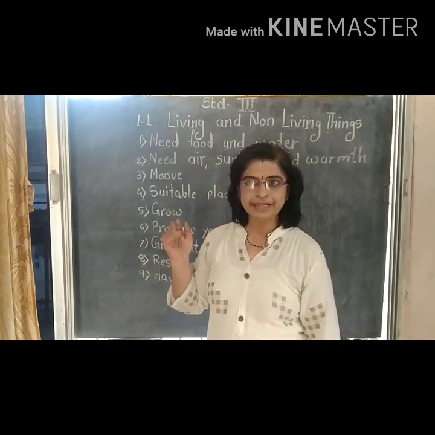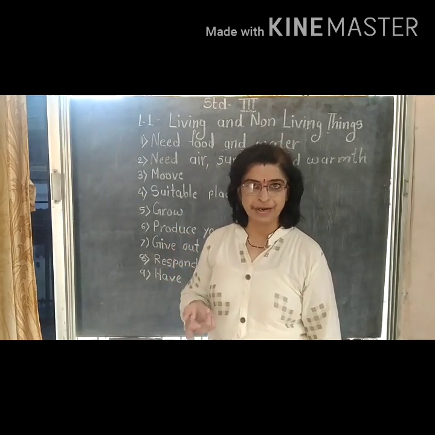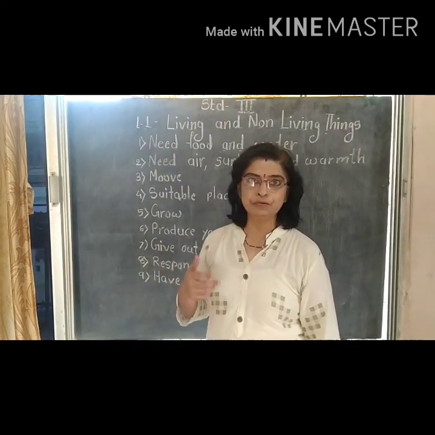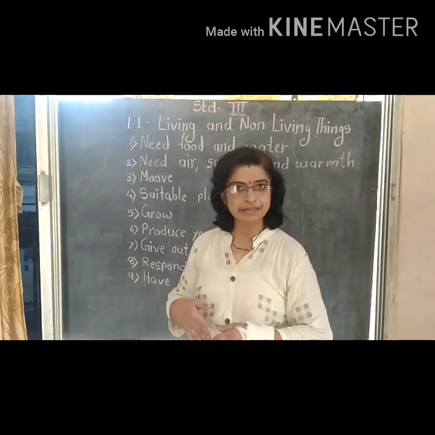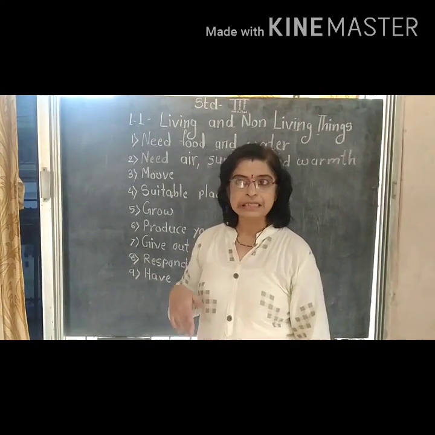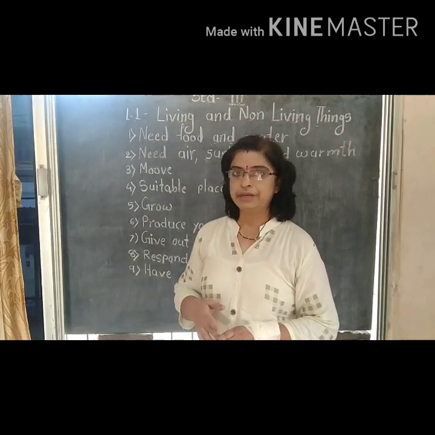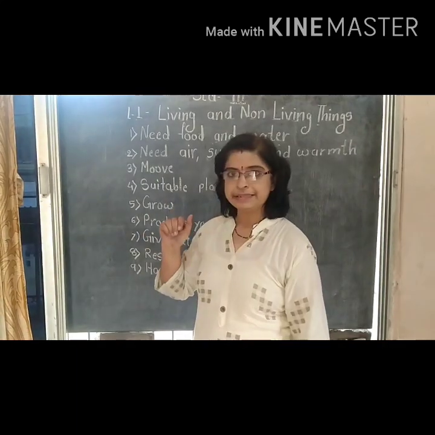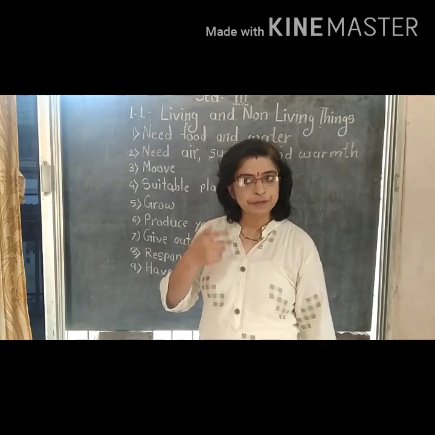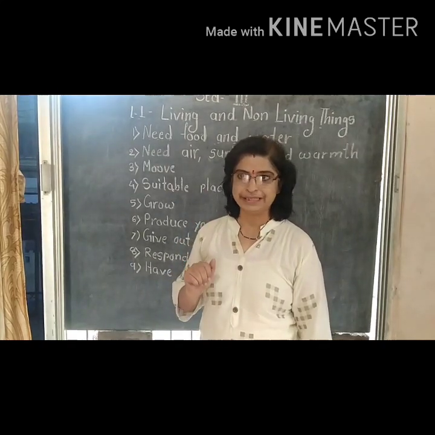Students, some animals get their food from the plants. Some animals get their food from other animals. They kill the other animals and eat their flesh. Some animals eat both plants as well as animals. And the plants, they prepare their food by their own self.